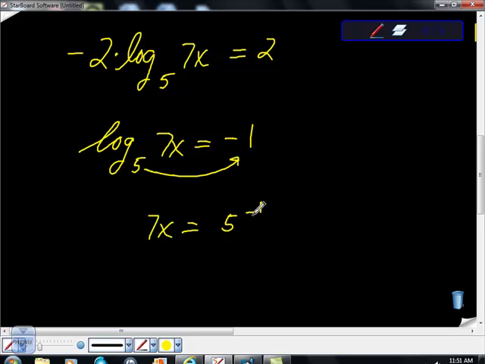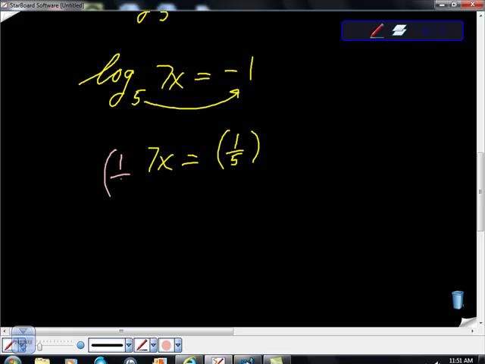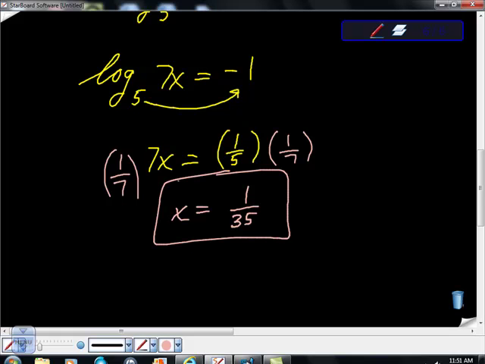I'm going to clean this up. 5 to the negative 1 is the same as 1/5. We're still trying to get to x, so I'm going to divide by 7, but dividing by 7 is the same as multiplying by 1/7. So multiply by 1/7 on both sides and get x is equal to 1 over 35. So that's how I got those two answers.